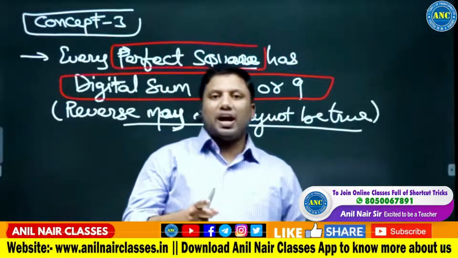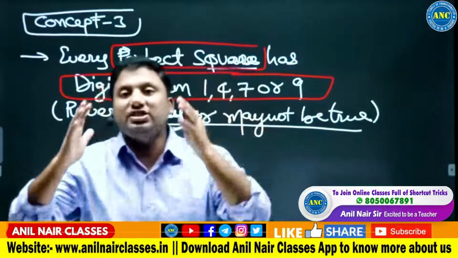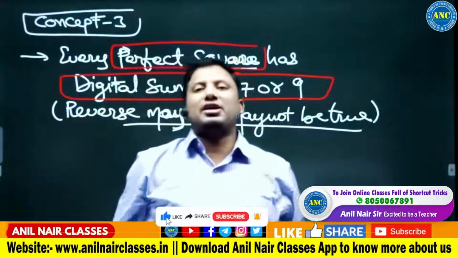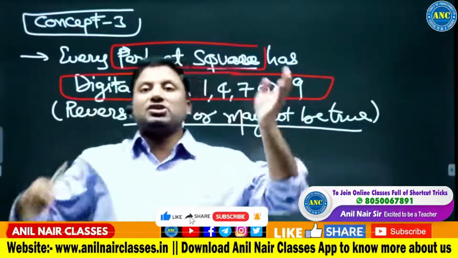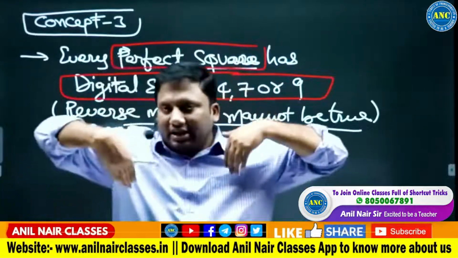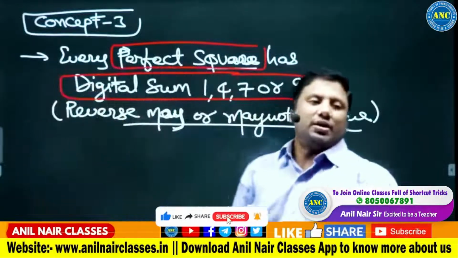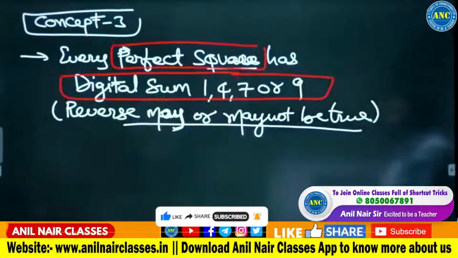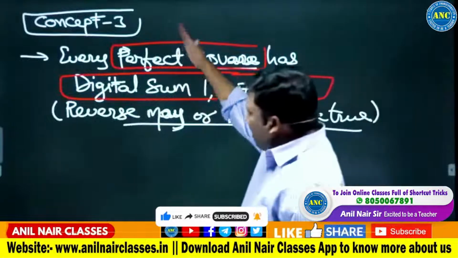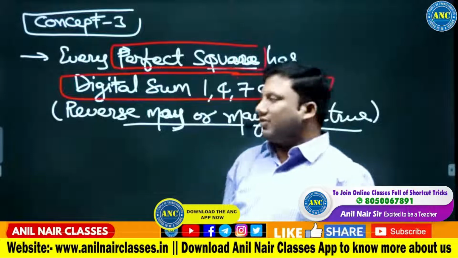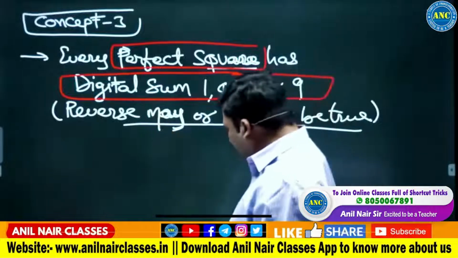If I teach a class, the students will understand better. Students understanding better does not mean that they are understanding only from me. They could understand from any other teacher. Similarly, if a number is a perfect square, then it will have a digital sum of 1, 4, 7 or 9. I hope concept 3 is clear.